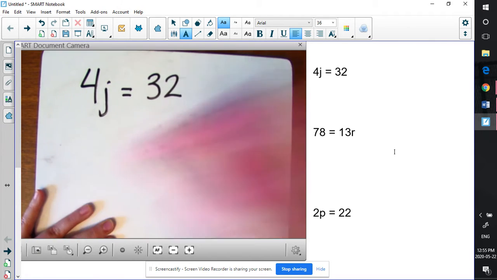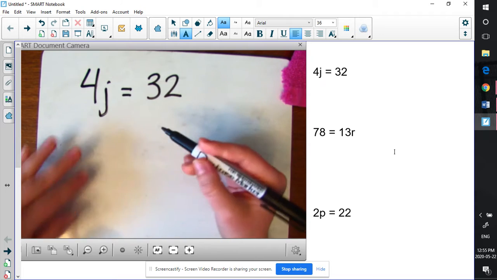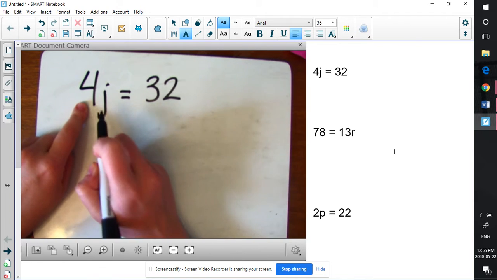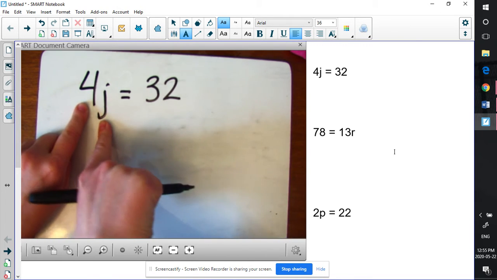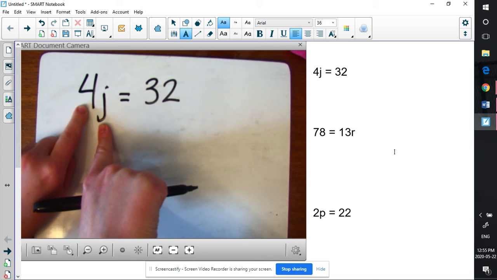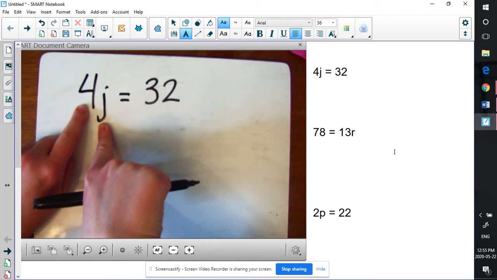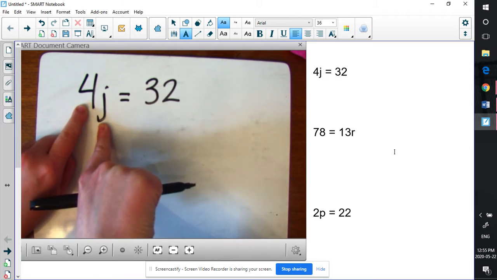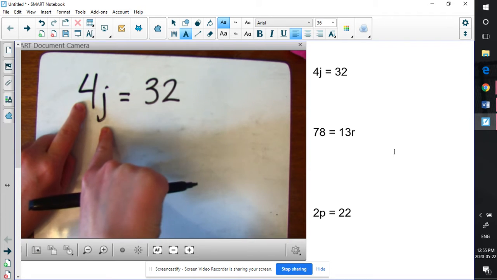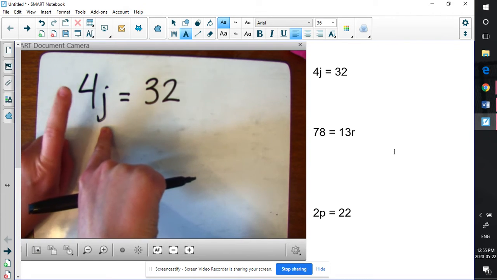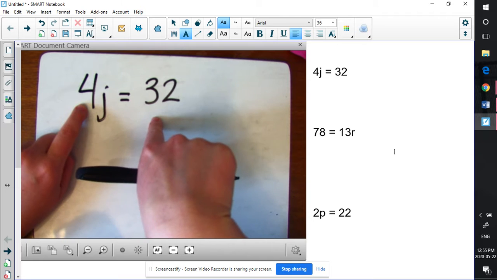Now, if you search back in your brain to a few weeks ago, I told you that when there's a number sandwiched right beside a letter or variable, that means that there is a secret hidden operation in between them. And that operation was multiplication. So this means 4 times j. So you would read this as 4 times j equals 32.